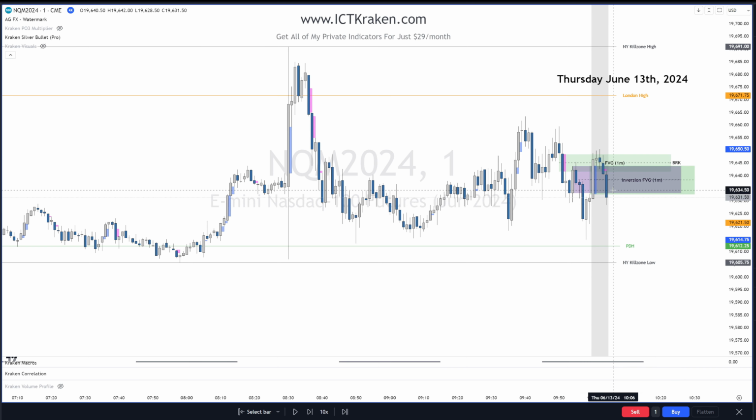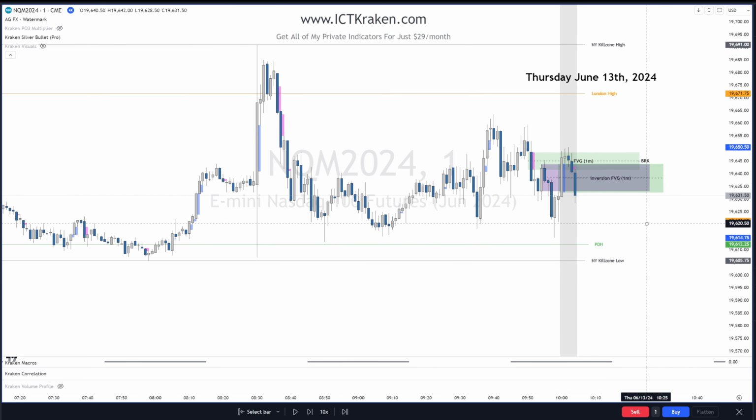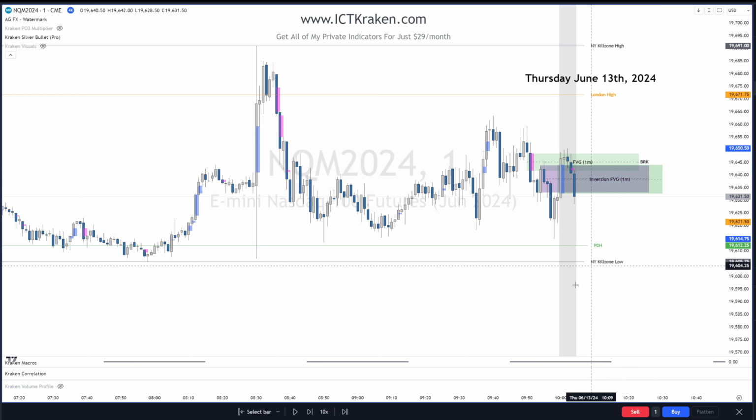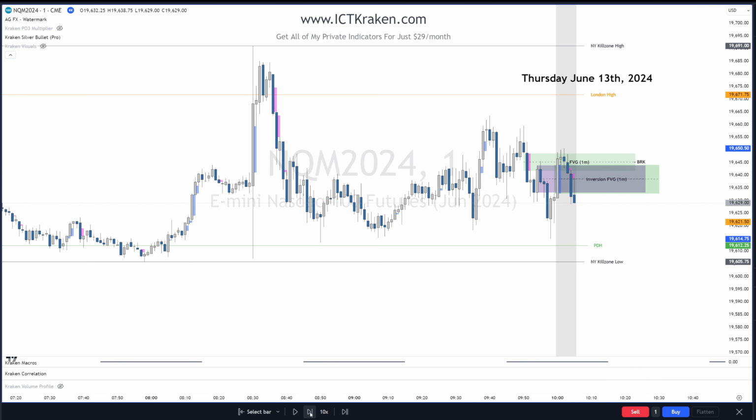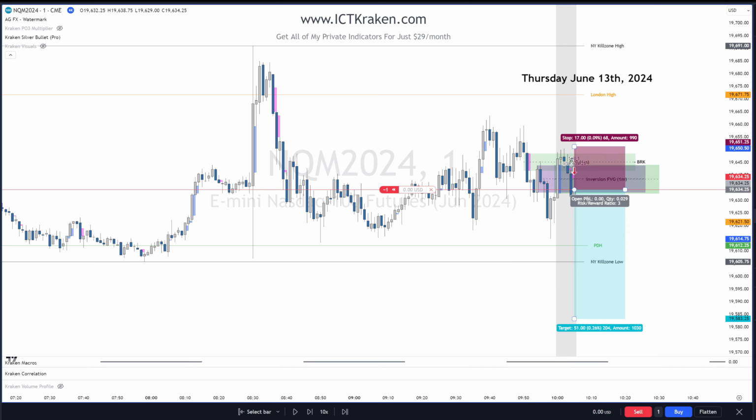So now if we go anything in here, I'm going short. I've got 3 PD arrays right now in there. Okay, we're going short. I'll go 2 contracts. Yeah, let's just do one. The numbers are getting a little too high.